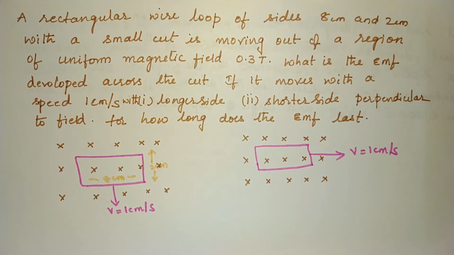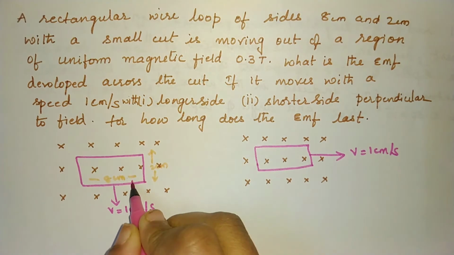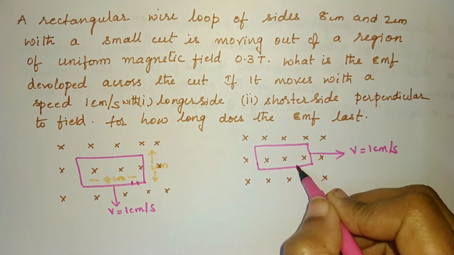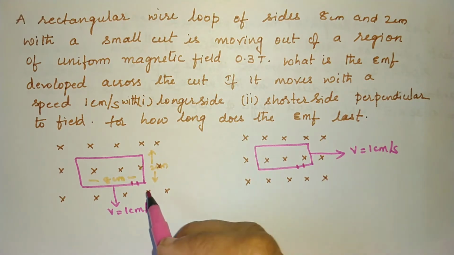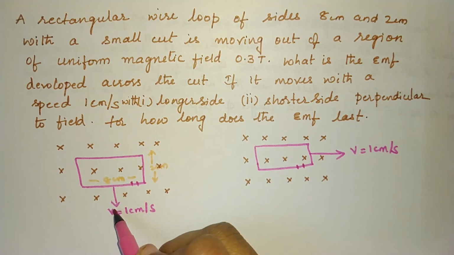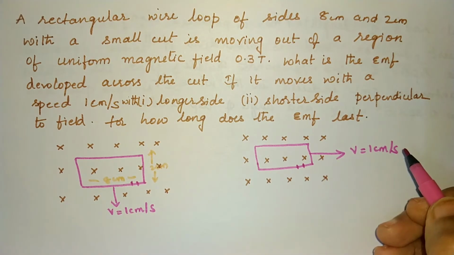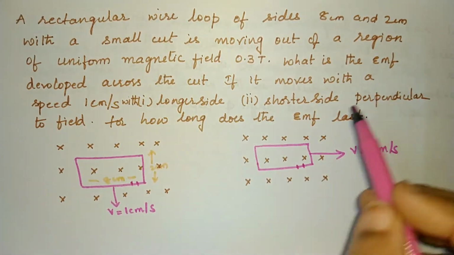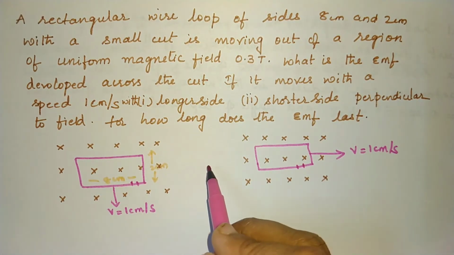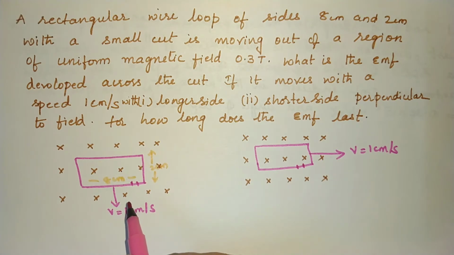In this diagram, I will show you the cut. Say there is a small cut here at this particular point. It's not a closed loop. So if there is a small cut in the loop, determine what is the induced EMF when the conductor moves perpendicular to length and perpendicular to breadth. Since it is coming out of the magnetic field, there is a decrease of flux. We know according to Faraday's law, a change of flux will induce EMF.